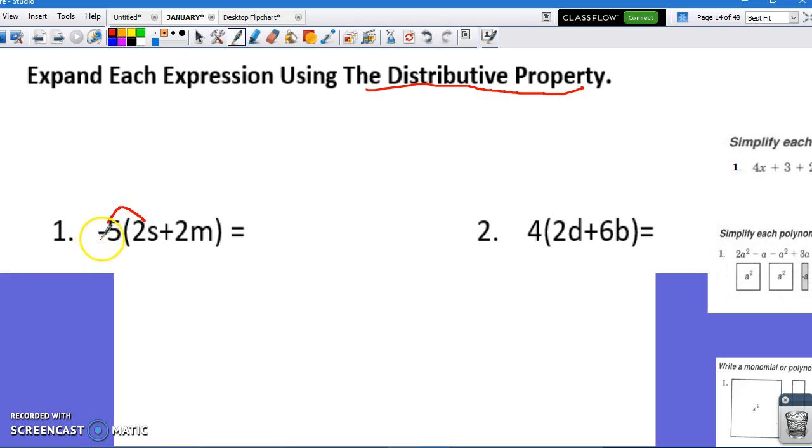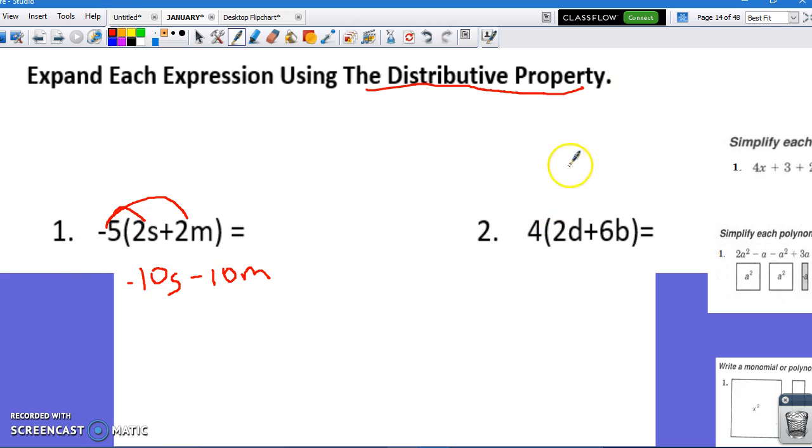So for this one, I have a negative 5 times 2s. Negative 5 times 2s, 5 times 2 is 10. You know it's going to be negative. Make sure you bring that variable back in. And then negative 5 times positive 2m. Still, I have a negative times a positive, so it's going to be a negative 10. Bring this variable with it. Okay, you are done. That's it.